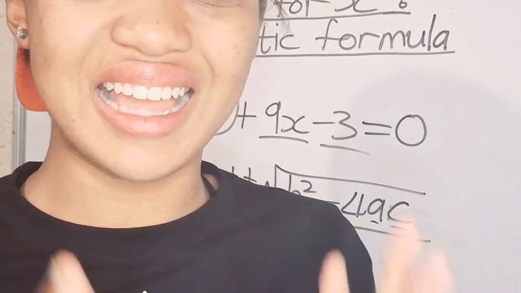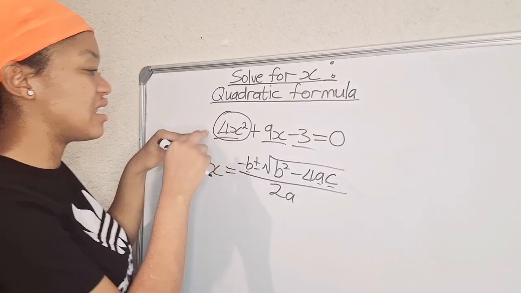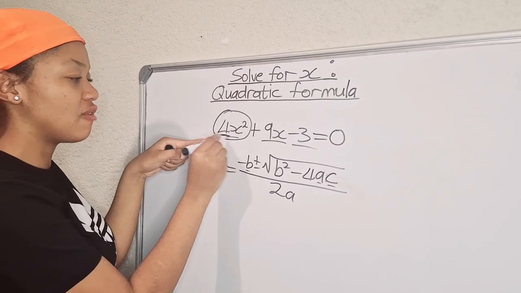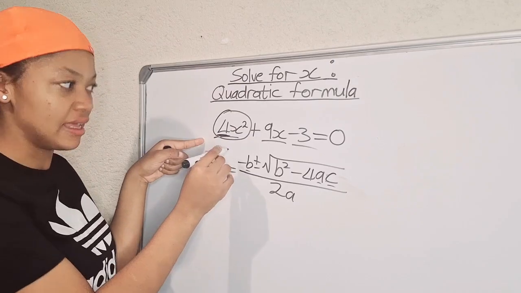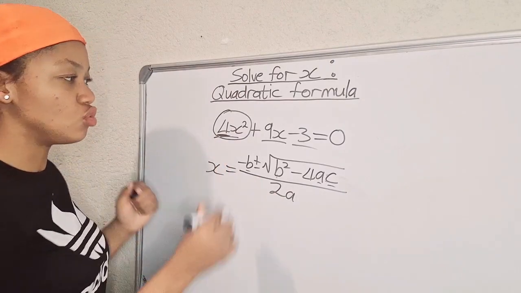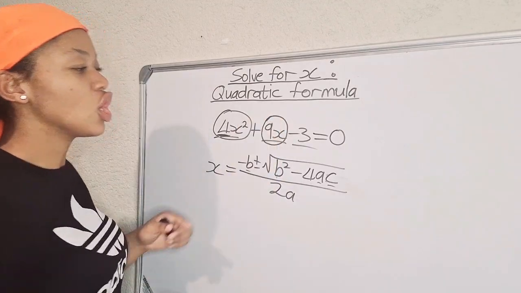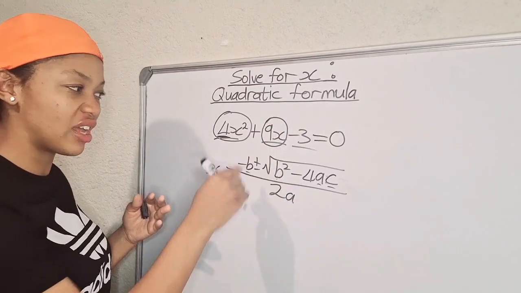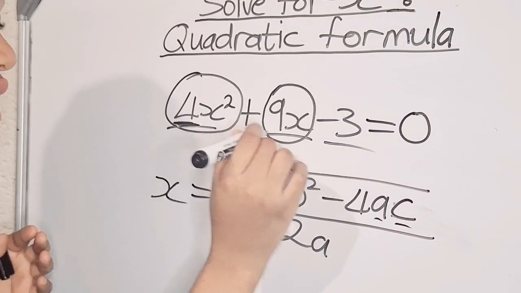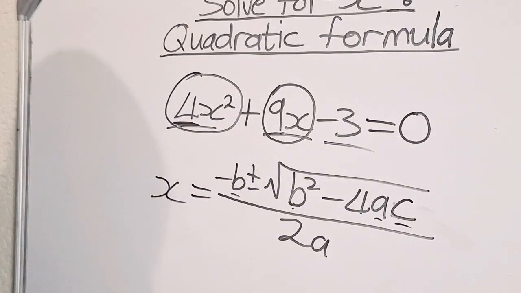Mark the coefficient of term number 1. Term number 1 is this one, the first term. So the coefficient here is 4, which is why it is a. Then when we talk about b, it is the coefficient of term number 2. Term number 2 is this one in the middle, and its coefficient, meaning the number in front of the variable of the second term, is 9. So that is why it is b.